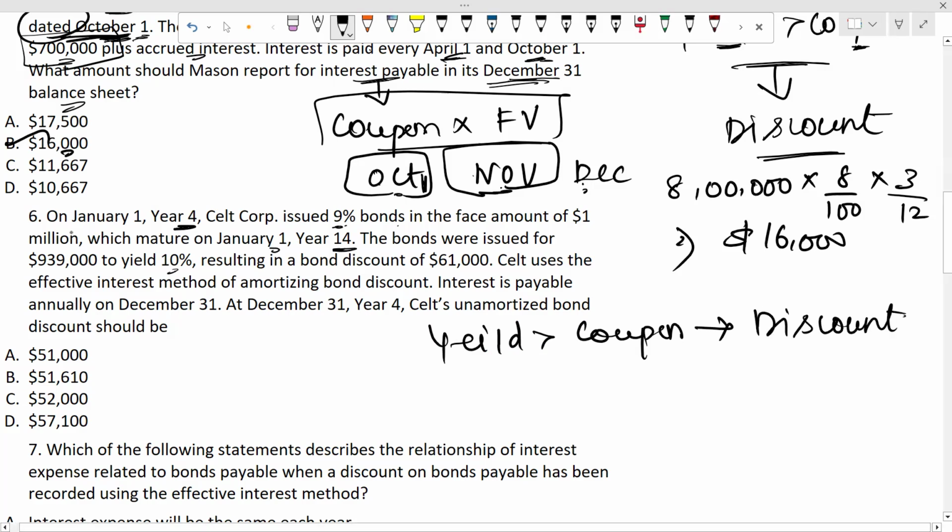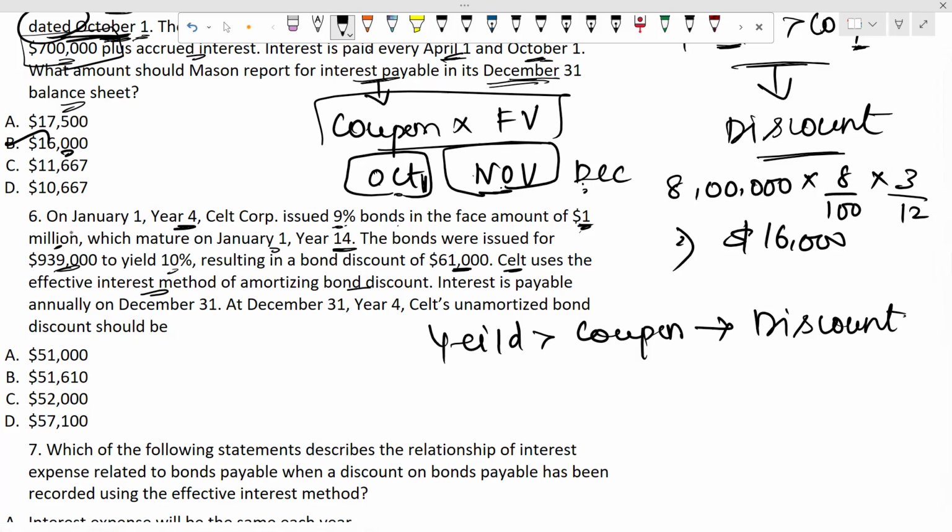So the investors can purchase the bond for 9,39,000 and after 10 years, they are going to get back 1 million. 1 million is nothing but 10 lakh, resulting in a bond discount of 61,000. So $61,000 is nothing but the difference between 10 lakh and 9,39,000. CELT uses the effective interest method of amortizing bond discount.